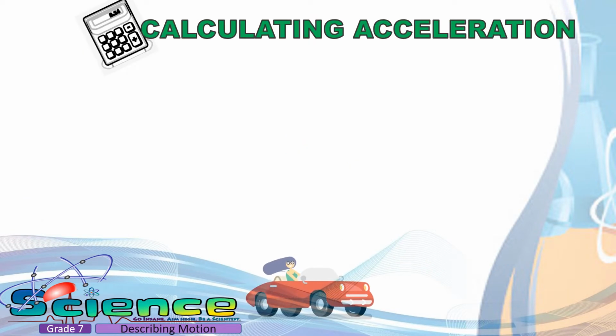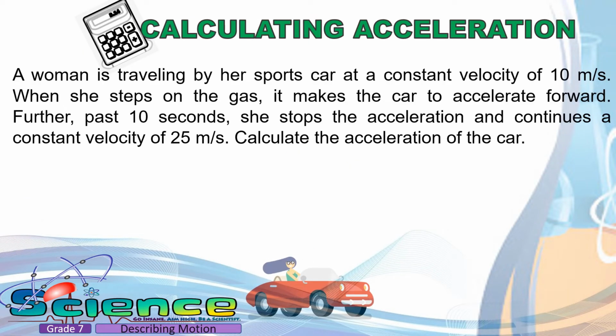Let us try to solve this problem. A woman is traveling in her sports car at a constant velocity of 10 meters per second. When she steps on the gas, it makes the car accelerate forward. Further, after 10 seconds, she stops the acceleration and continues at a constant velocity of 25 meters per second. Calculate the acceleration of the car.